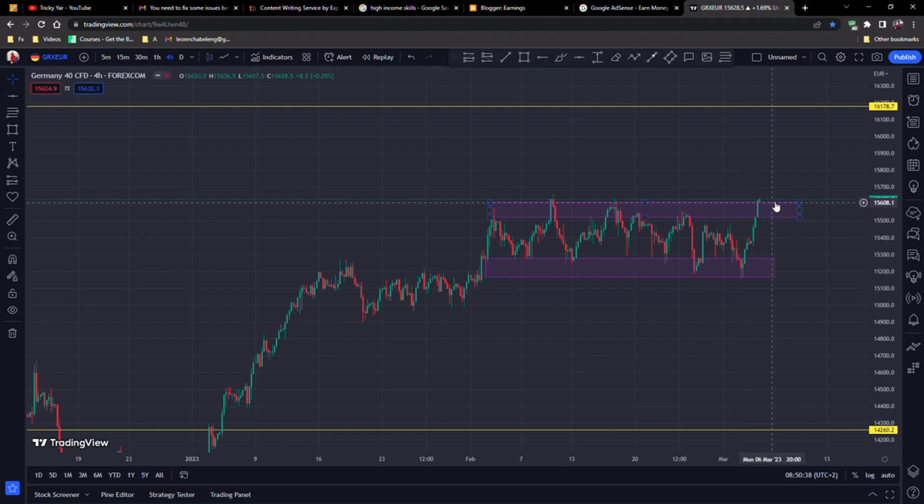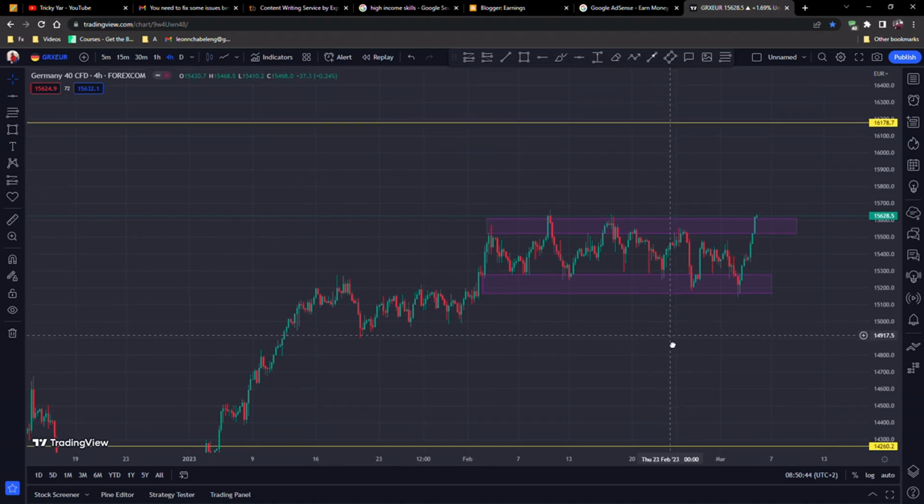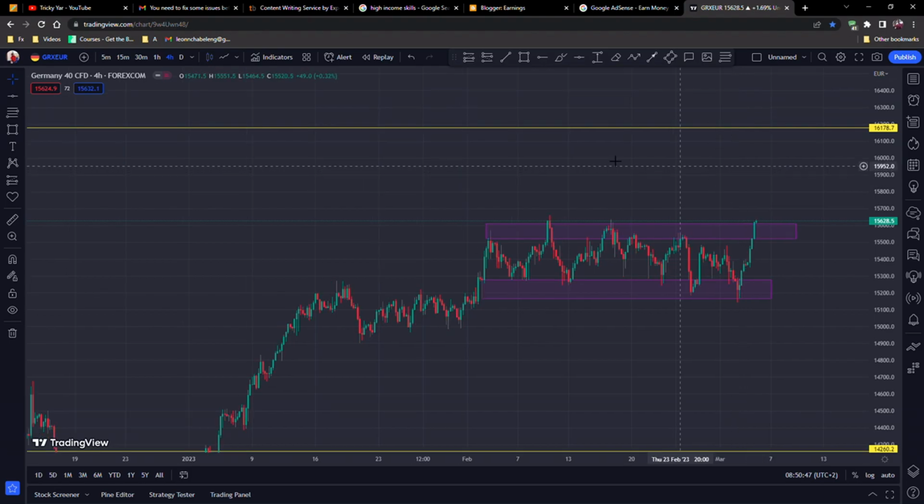But should it give us another retest and point of entry, we'll take that buy, looking at our weekly high as our overall weekly target, right? But yeah, that's gonna be it for Germany.